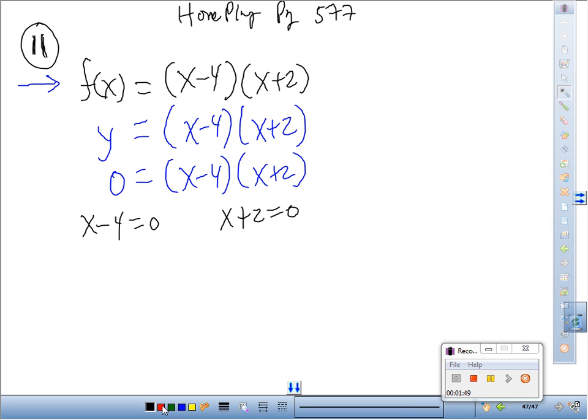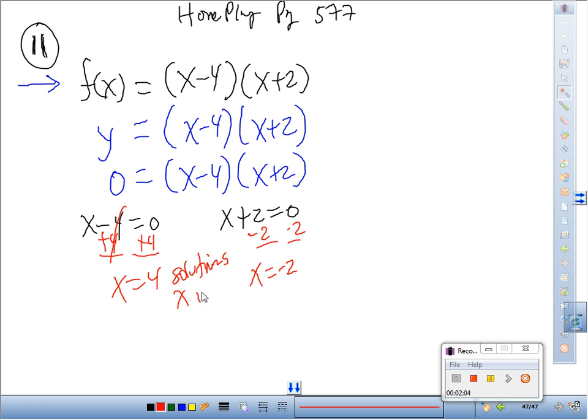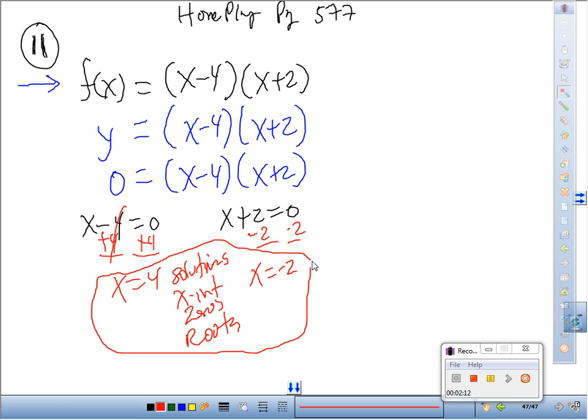From there, step 5, solve. Plus 4, x equals 4, minus 2, x equals negative 2. These are my solutions, x-intercepts, zeros, and I'm going to add one more term, which is my roots. We have to write the whole stuff like this. Let's write the whole thing.